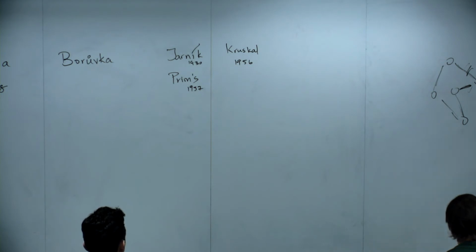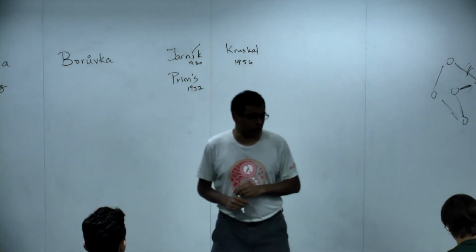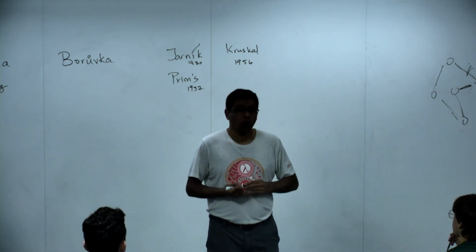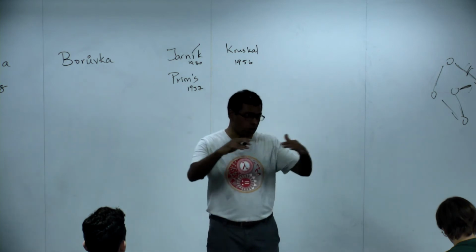Because I'm still just as connected as I was before. I still have a tree, but I got something that's strictly lighter, right? So that tells you that the lightest weight edge must be part of the solution. So we'll start with that as part of our solution. That's our first edge in the solution.